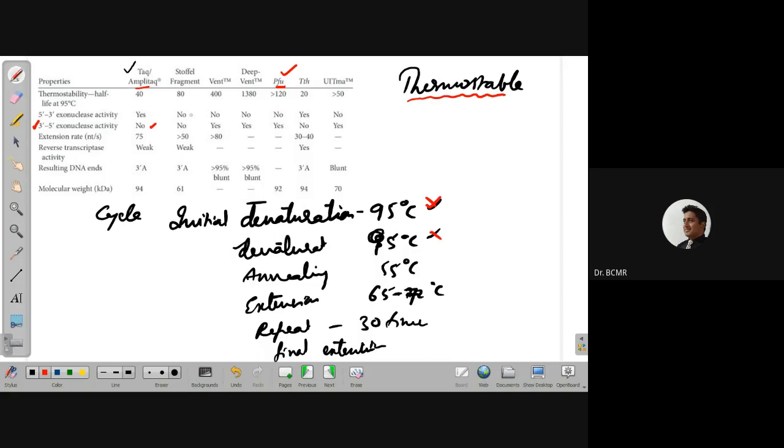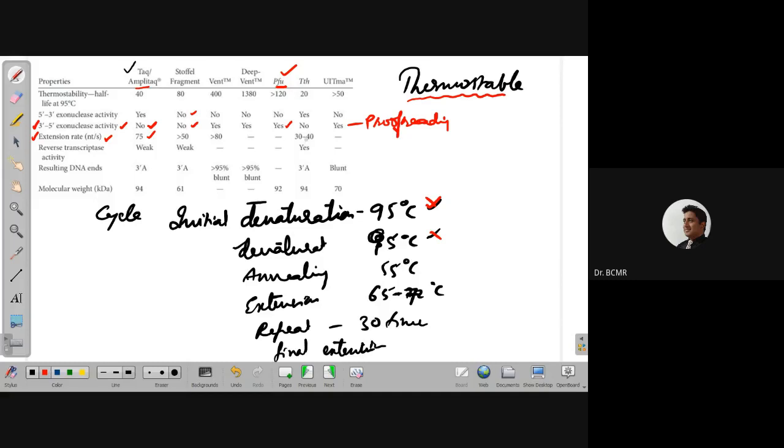Some others do not have 5' to 3' exonuclease activity, and some do not have 3' to 5' exonuclease activity either. Compare that with PFU. It has the 3' to 5' exonuclease activity. So those enzymes that have 3' to 5' exonuclease or proofreading activity are good for using in PCR. You should also notice this is the extension rate. Assume this to be fidelity and this to be speed. Here there is no fidelity or proofreading activity, and its speed is around 75 nucleotides per second.